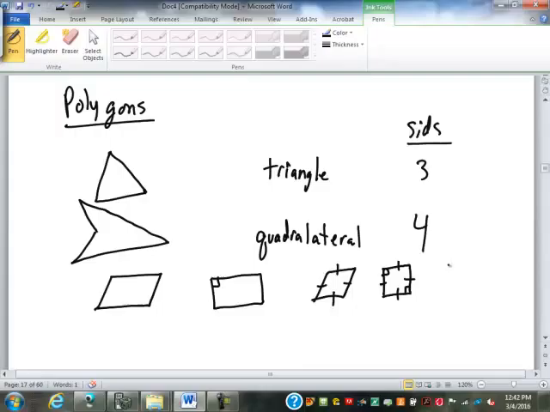But then we also have special quadrilaterals like our trapezoids. We also have kites. And a kite, instead of two opposite sides being equal, like in the parallelogram, has two adjacent sides equal.